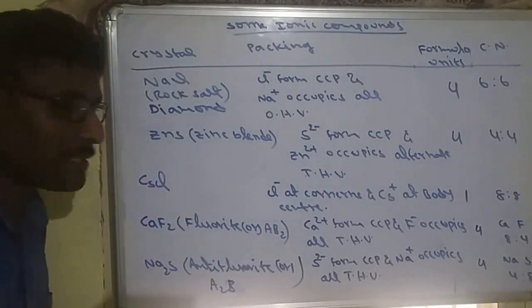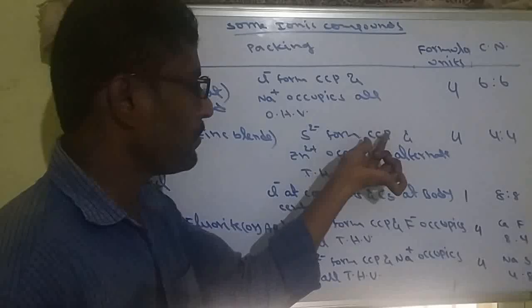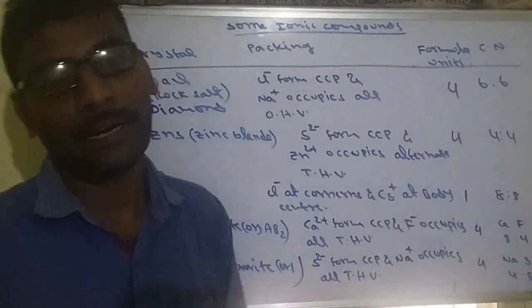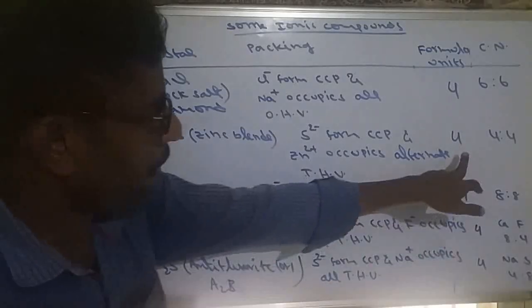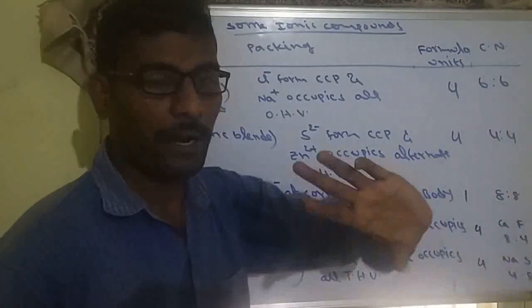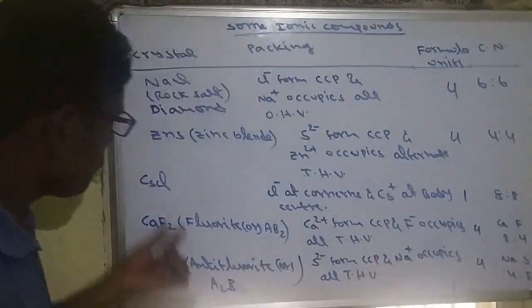Similarly, the second one is zinc sulfide. In the zinc sulfide structure, sulfide ions will form CCP, wherein Zn2 plus ions will occupy alternate tetrahedral voids. So the number of formula units will be 4. The coordination number is just identified by using the structure, so it will be 4:4.